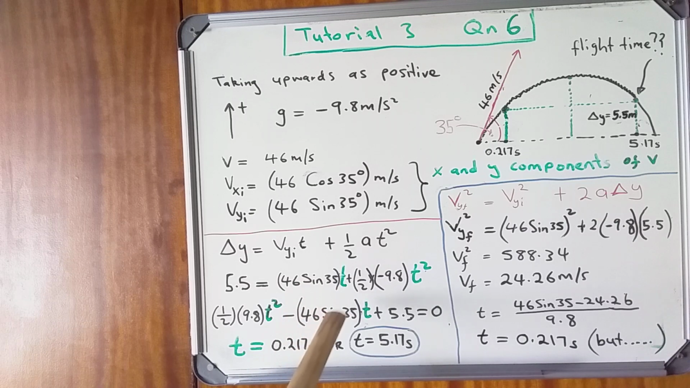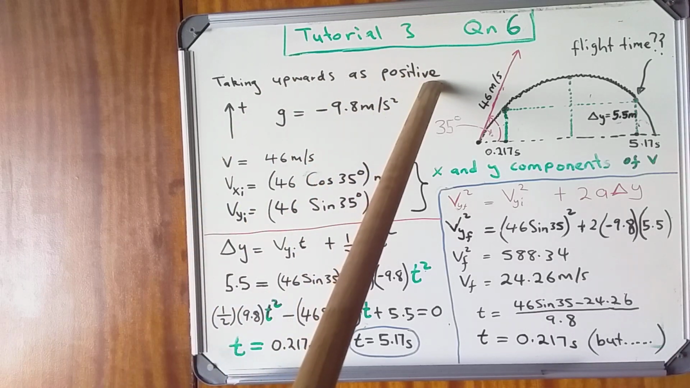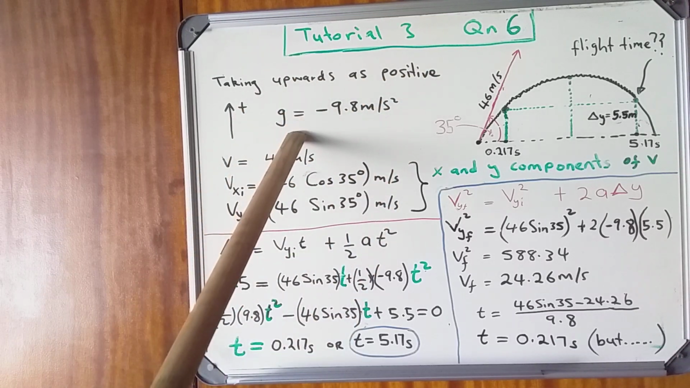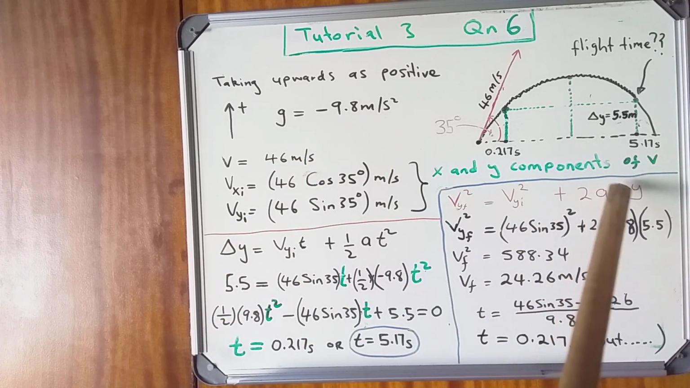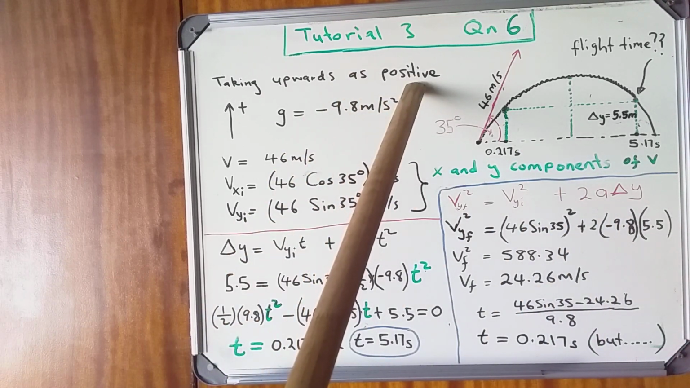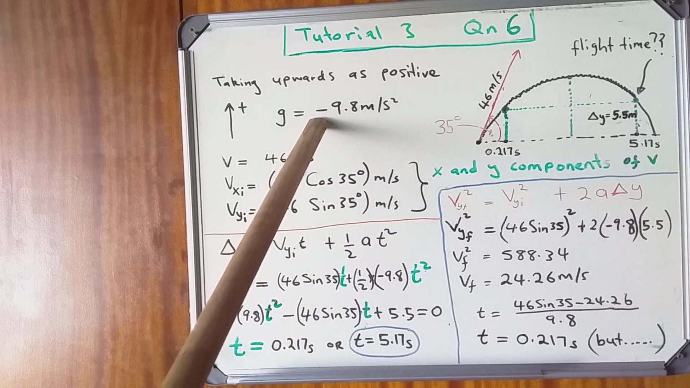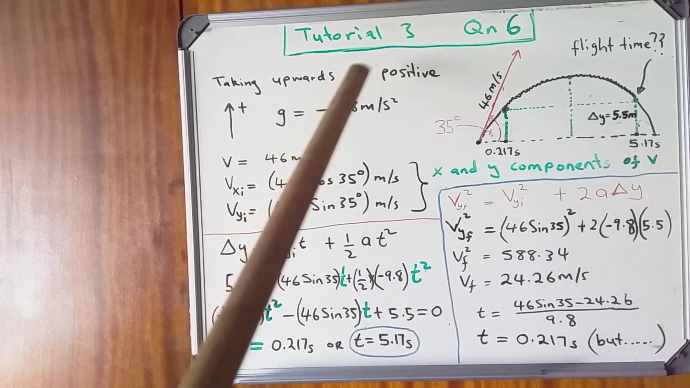All right, let's go. So where are we going to start? We are going to start here. We're taking upwards as positive, which means our g, acceleration due to gravity, this one which they normally refer to as ay, acceleration in the y, is going to be negative because we have taken upwards as positive. But if you take downwards as positive, this will be positive. Okay, so we must note that.